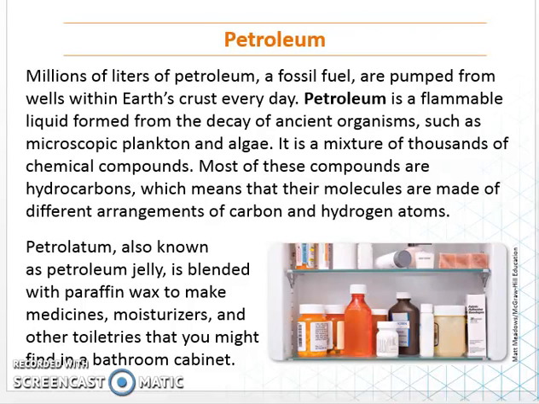Petroleum, also known as petroleum jelly, Vaseline, is blended with paraffin wax to make medicines, moisturizers, and other toiletries that you might find in a bathroom cabinet. And here is an example of that. It's also found in a lot of cosmetics and skincare.